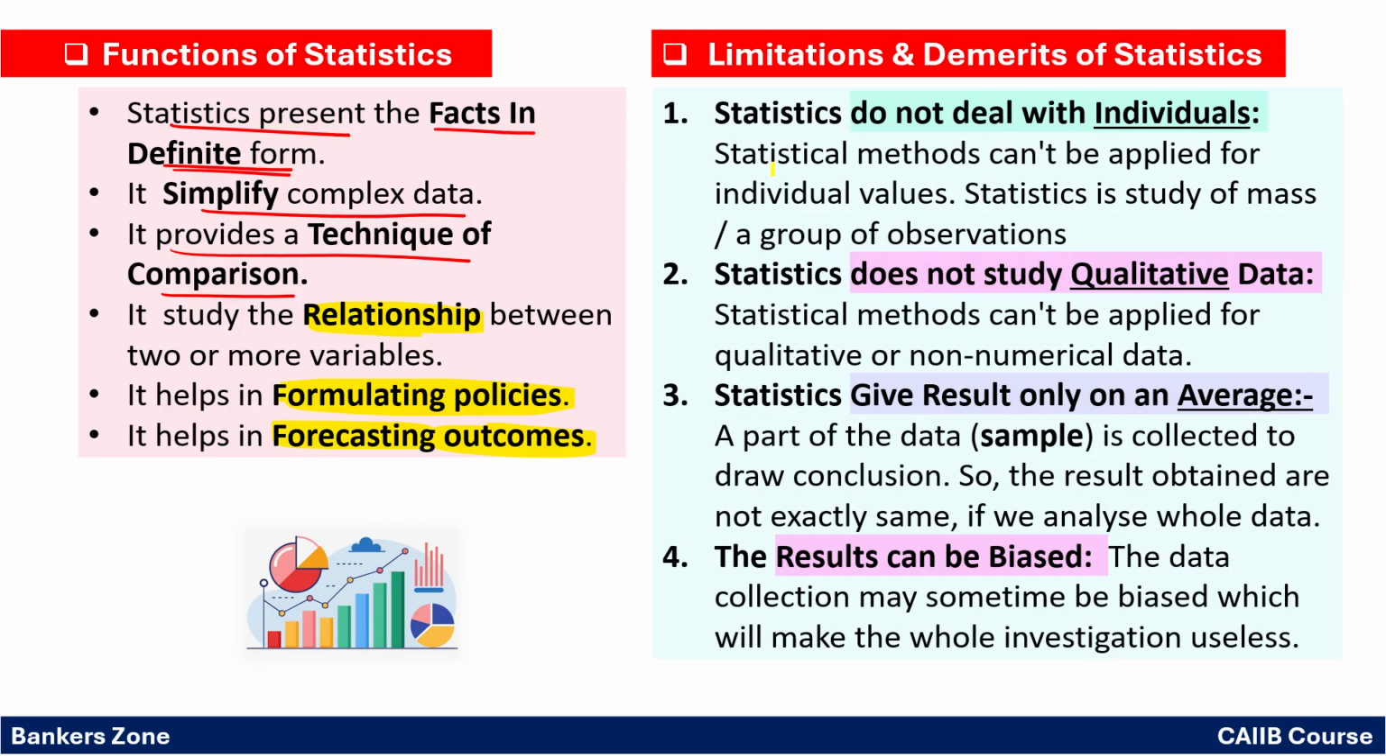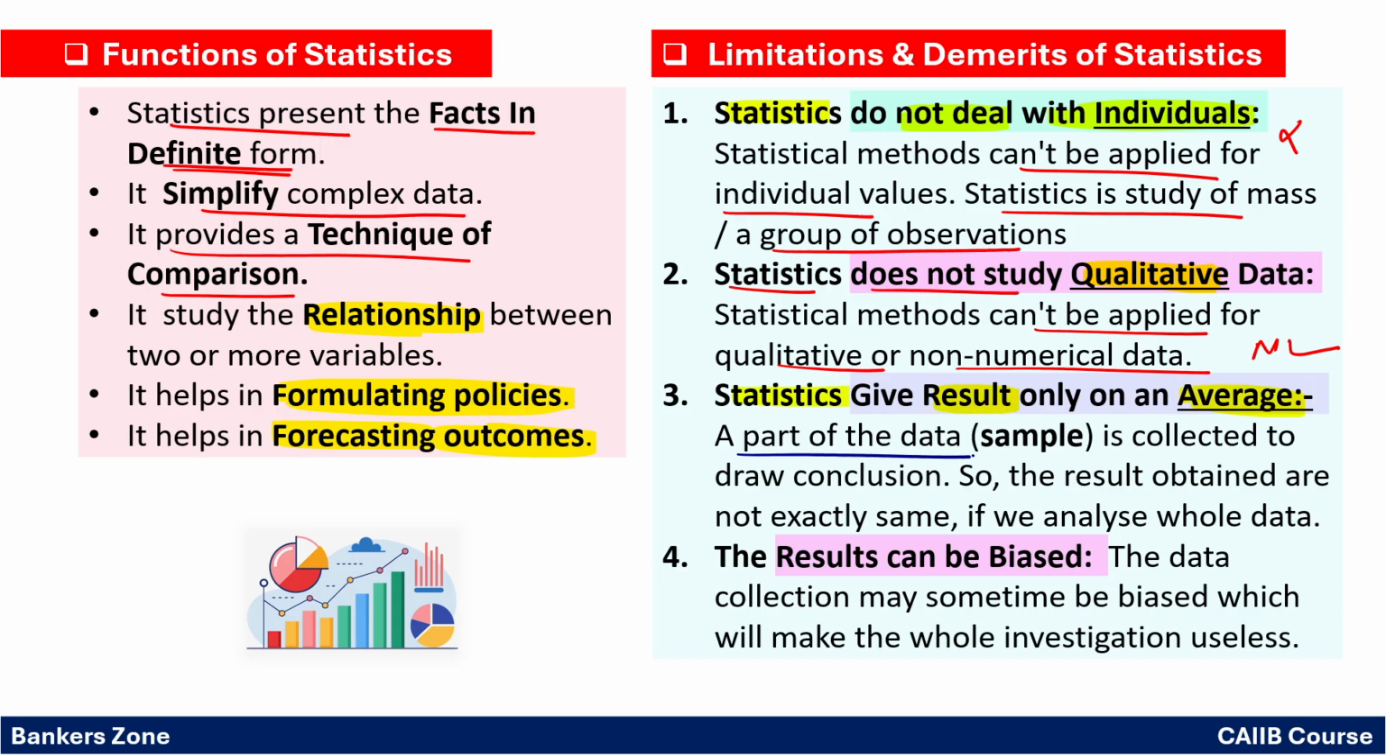Now what are the limitations and demerits? Statistics does not deal with the individual, right? Why? Because statistical methods cannot be applied to individual values. Statistics is the study of the mass or group of observations, so it does not deal with the individual. Statistics does not study the qualitative nature of data, right? Statistical methods cannot be applied to qualitative or non-numerical data, so it only considers numbers. Statistics gives the result only on average.